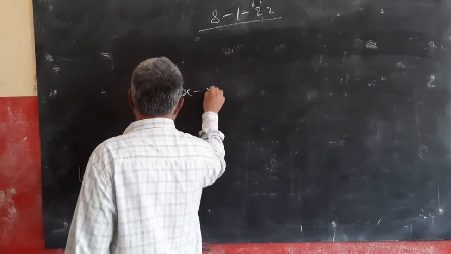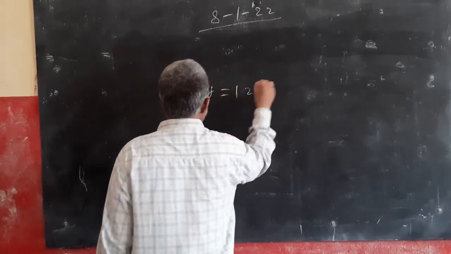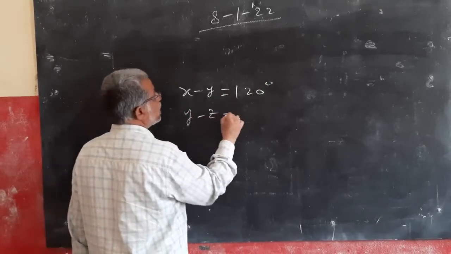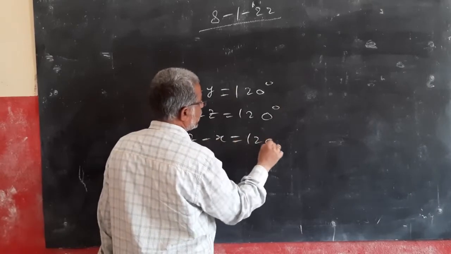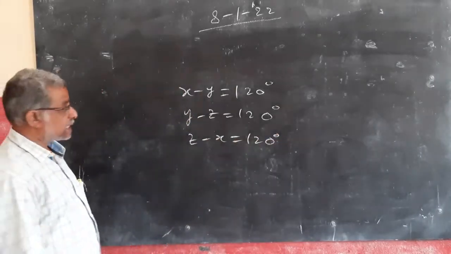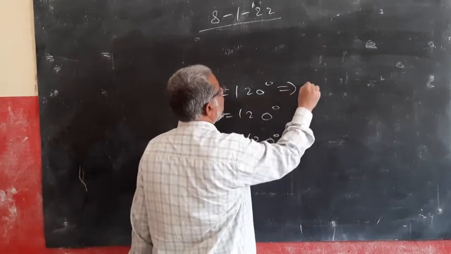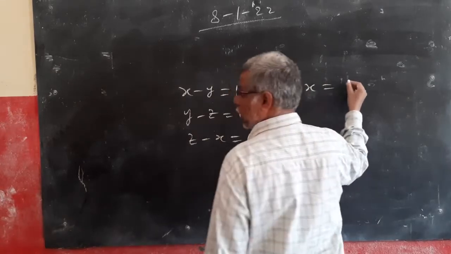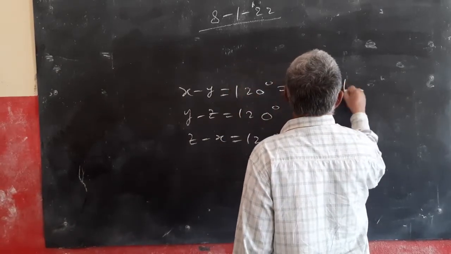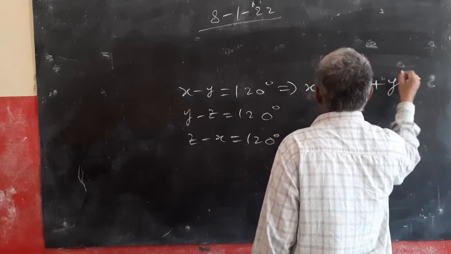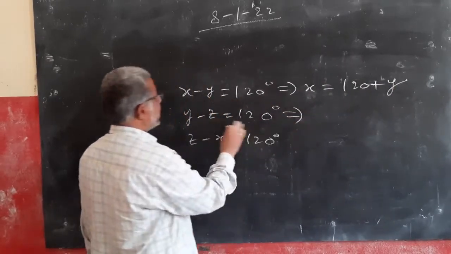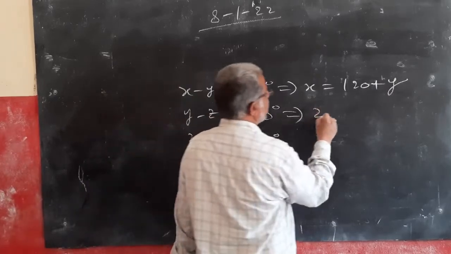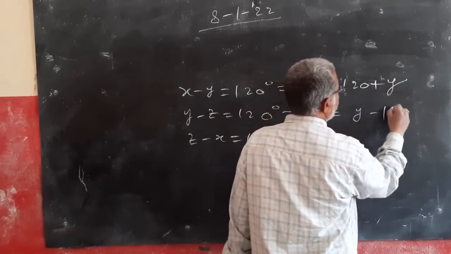Now x − y equals 120, y − z equals 120, and z − x equals 120. This is nothing but x equals 120 plus y, and coming to z, z equals y minus 120.